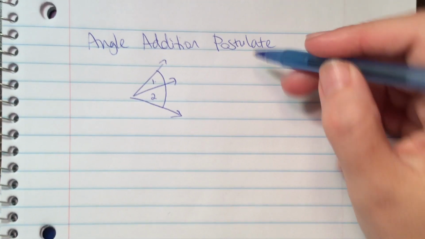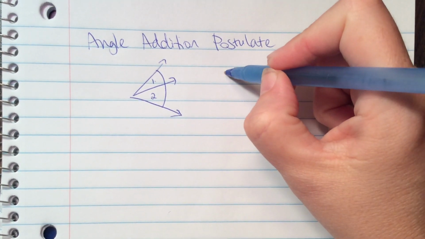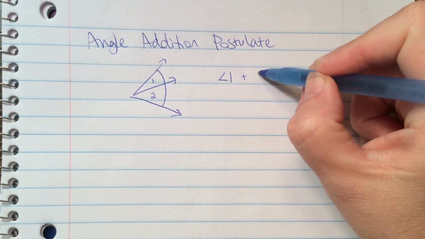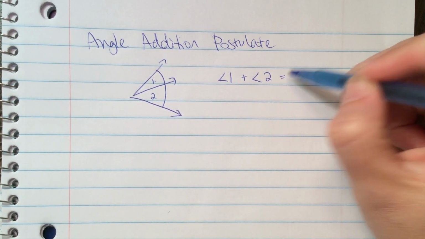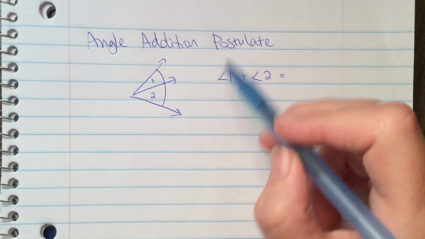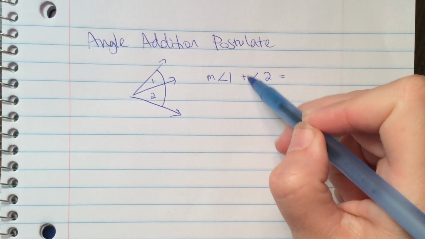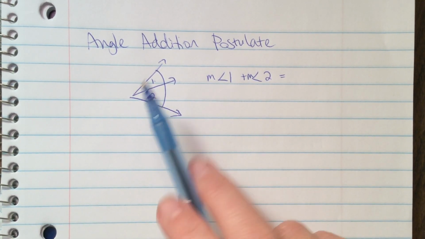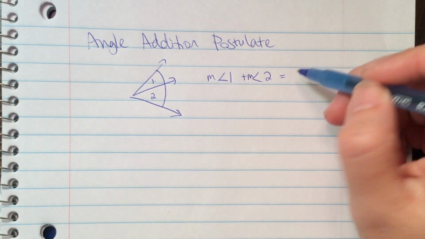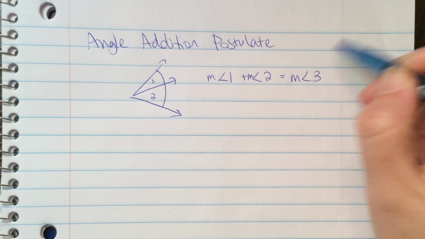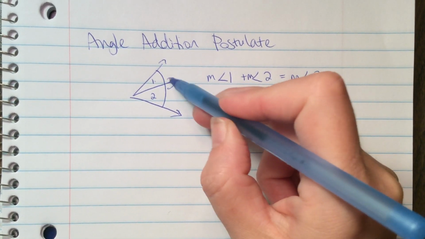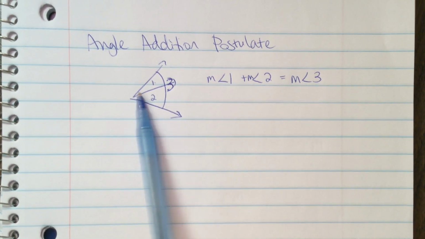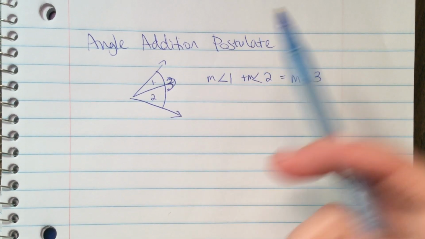And the angle addition postulate says if you take the small one, angle 1, and add it to angle 2, you'll get, let's say, the measure here. The measure of angle 1 plus the measure of angle 2 will equal the measure of angle 3, like the larger angle. Okay, and that's pretty much what it means. And that makes sense.